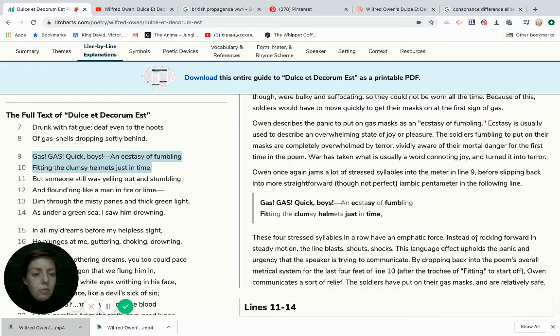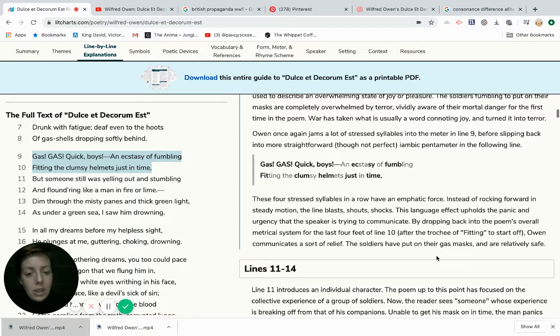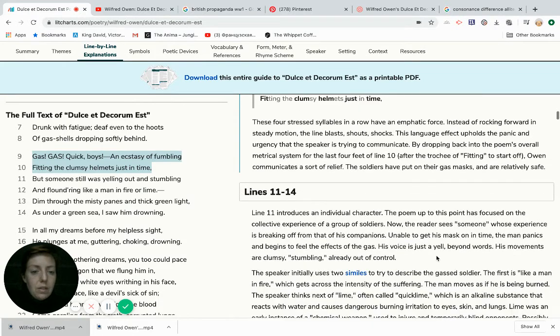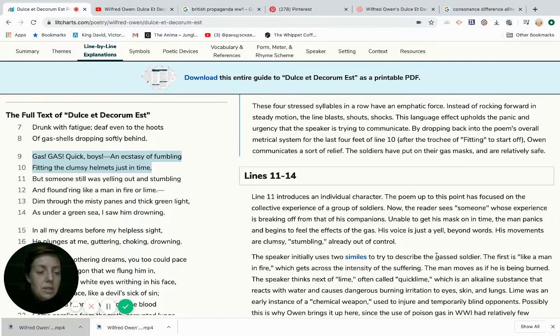themselves. Instead of rocking forward in steady motion, the line blasts, shouts, and shocks. This language effect upholds the panic and urgency that the speaker is trying to communicate by dropping back into the poem's overall metrical system for the last 4 feet of line 10 after the trochee of fitting to start off. Owen communicates a sort of relief. The soldiers have put on their gas masks and are relatively safe.